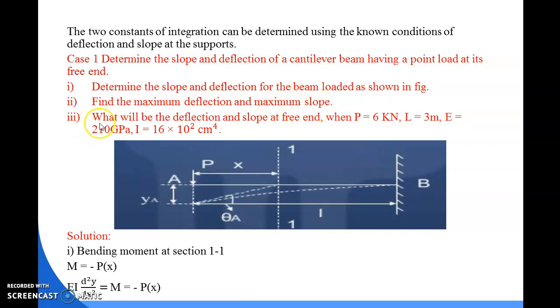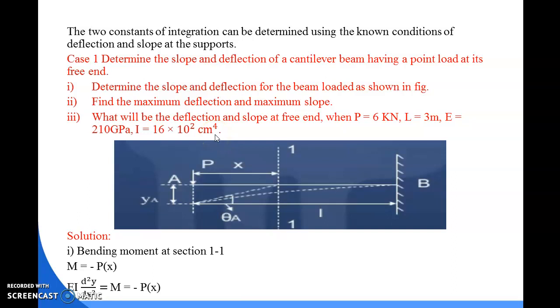Then, regarding these values, we have to solve a numerical, that means analyze the slope and deflection with the loading value of 6 kN, length of the beam 3 meters, Young's modulus given as 201 GPa, and moment of inertia 16 into 10 to the power 2 centimeter to the power 4.